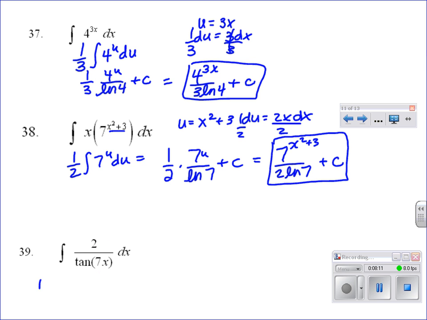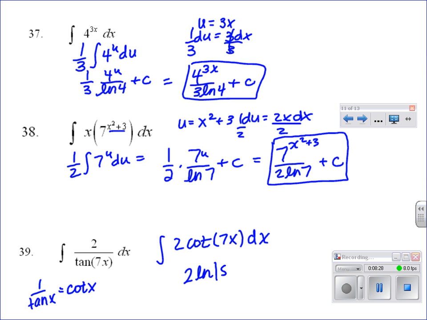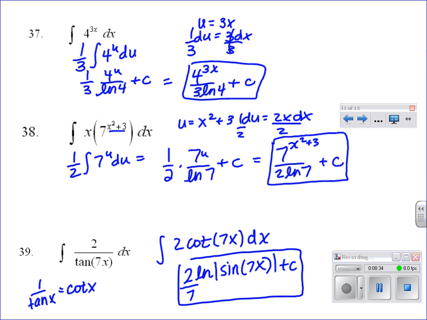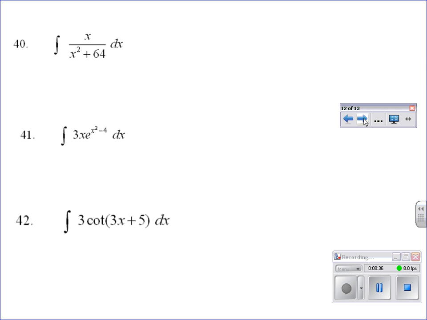Okay, if we have 1 over tangent, that is equal to cotangent. So I'm going to rewrite this problem as 2 cotangent 7x dx. These things are equivalent to one another. I haven't taken the antiderivative yet. So the antiderivative of cotangent is natural log of sine. Because there's a 7x here, I need to divide by 7. Or you can use U-substitution.